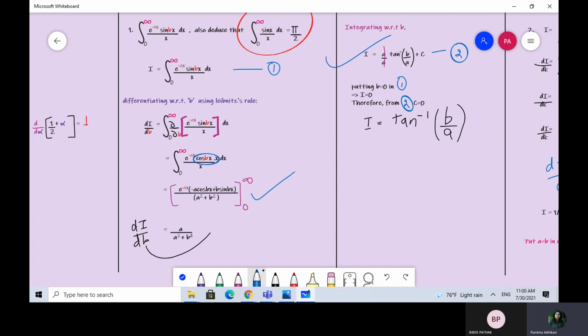So what are you doing? You are differentiating once. What did the question say? Integrate. But what have you done? Before integration you have done differentiation. You were told to integrate, and you differentiated. So you are moving one step backward, isn't it?